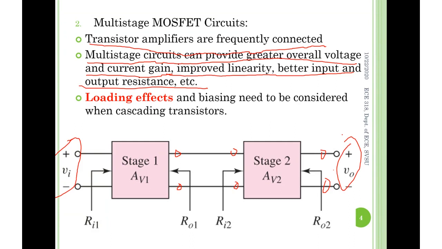So why are we doing this connection? We're going to have an overall greater gain. Why is that? In other words, this is the question. What is the total gain now? Stage 1 has a gain of AV1. Stage 2 has a gain of AV2. What is the total gain? AV1 plus AV2, right?